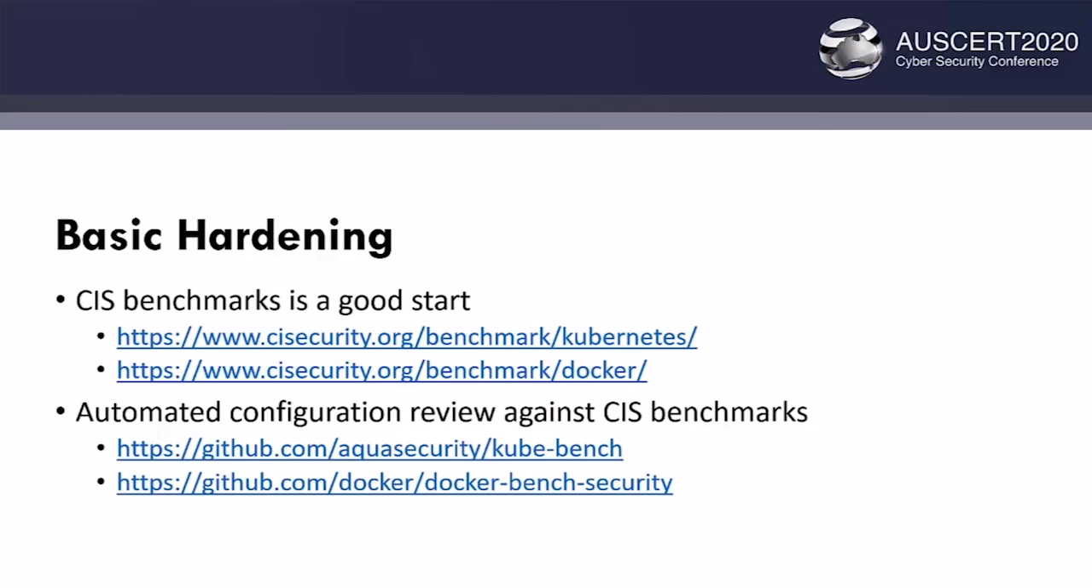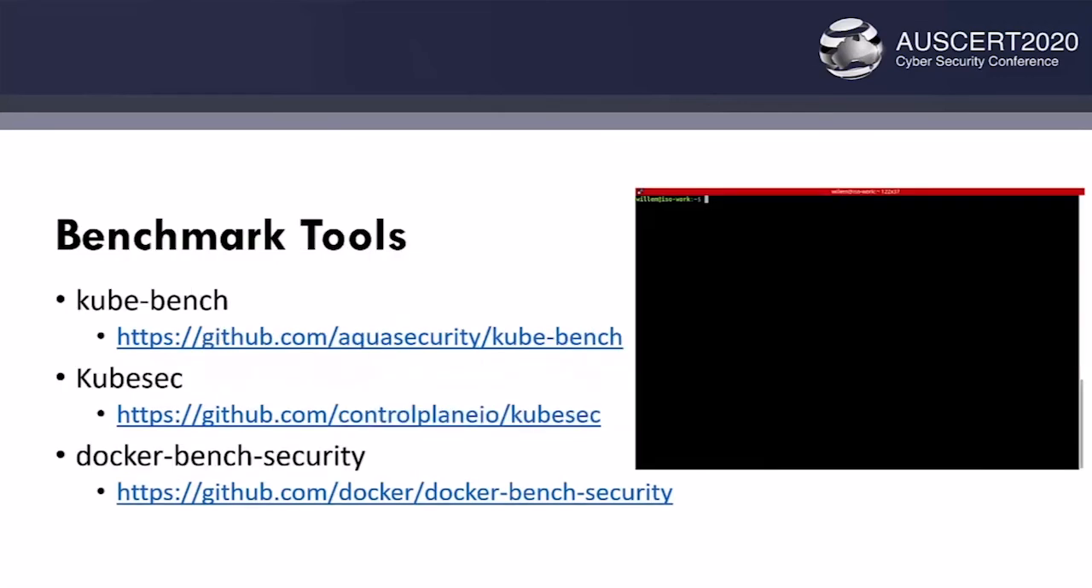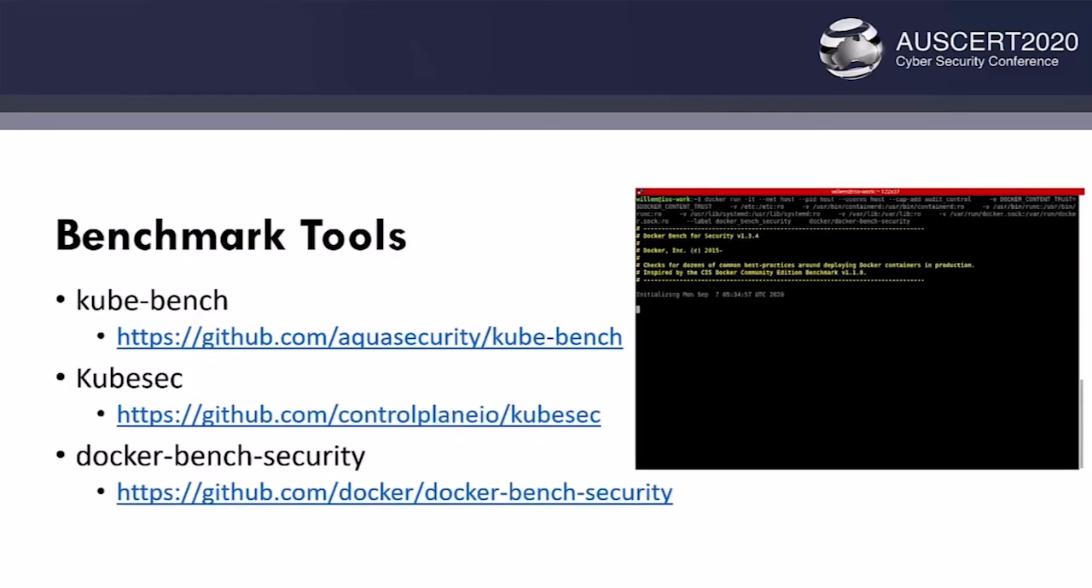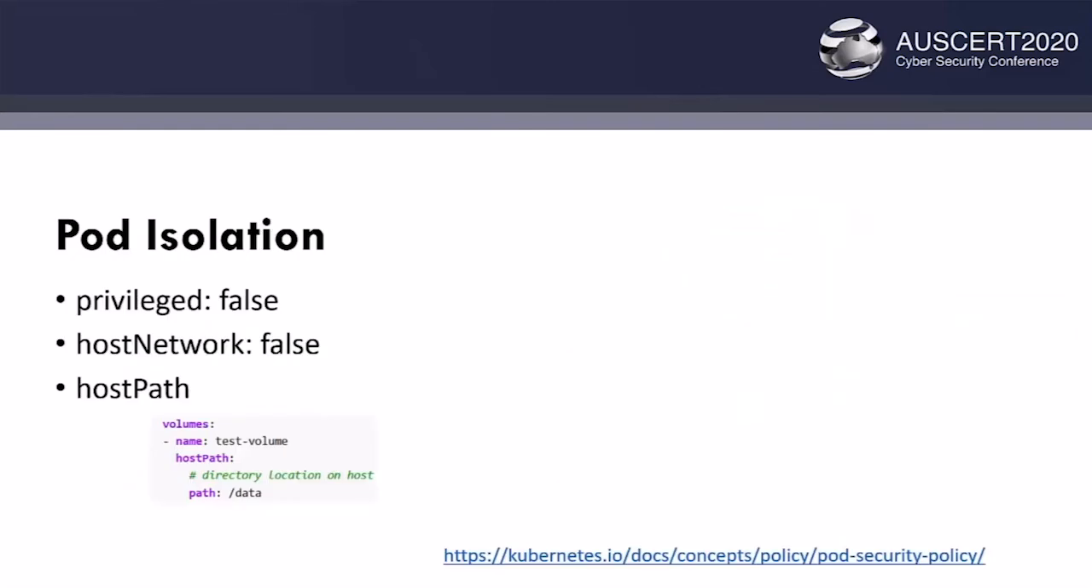So hardening should be an essential part of your build standard. There are CIS benchmarks for Kubernetes, and there are tools that can help you check and apply these benchmarks, as we will see shortly. Some brief points to note about pod isolation. This will make it harder for the attacker to break out of the container to the host node.